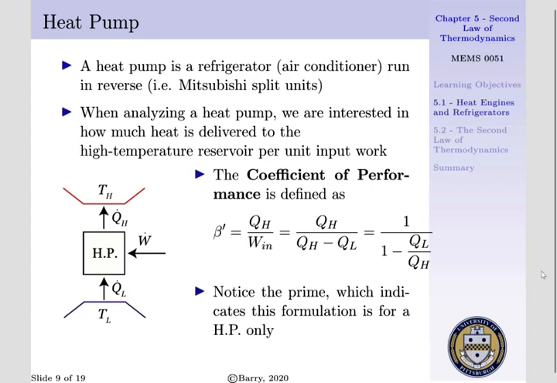Now, this also requires phase change of your refrigerant to happen. When we analyze a heat pump, we are interested in how much heat is delivered to our high temperature reservoir per our input work. Now, the coefficient of performance of a heat pump is denoted as beta prime. Beta prime is equal to the heat supplied to the high temperature reservoir, i.e. the interior space of your house, per your work input. And our work input is unchanged. Our work input is QH minus QL. Therefore, beta prime is QH per the quantity QH minus QL, or 1 per the quantity 1 minus QL per QH.